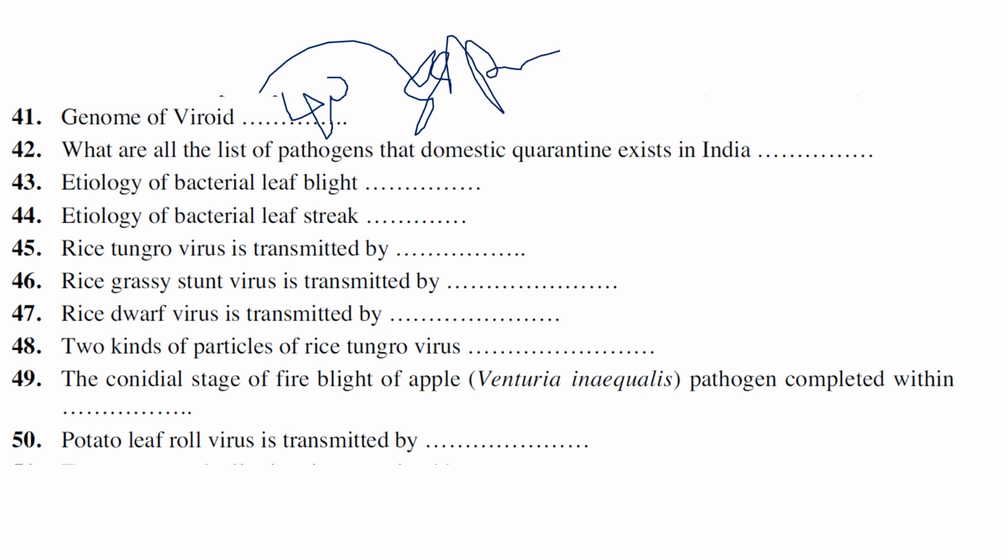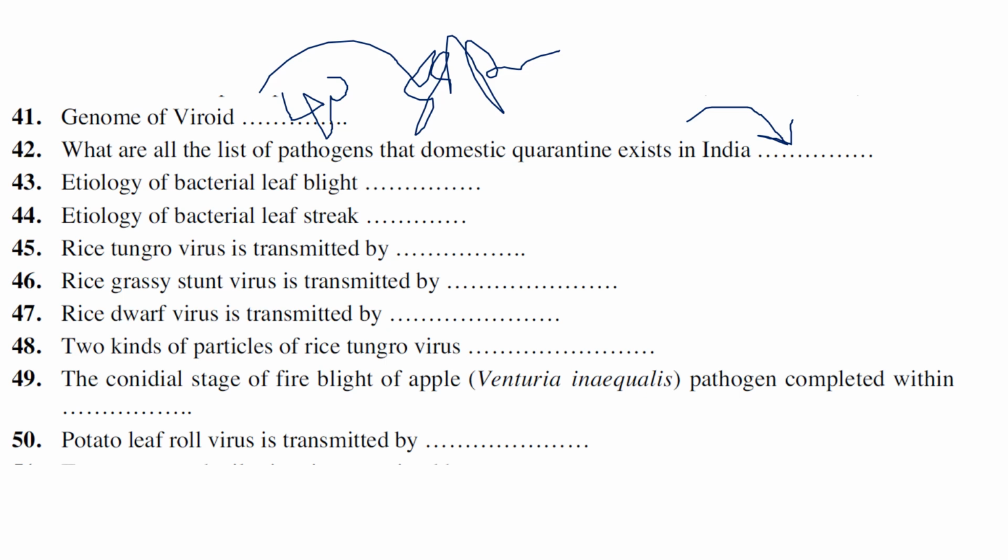The next one is, what are the pathogens for which domestic quarantine exists? There are a couple of pathogens like banana bunchy top, potato wart, and golden cyst nematode, where domestic quarantine is imposed because they are endemic in the particular area where they are growing. So transport from one area to another is completely restricted. This domestic quarantine exists for pathogens like potato wart, Synchytrium endobioticum, and golden cyst nematode. Banana bunchy top is caused by banana bunchy top virus, transmitted by the banana black aphid, Pentalonia nigronervosa.